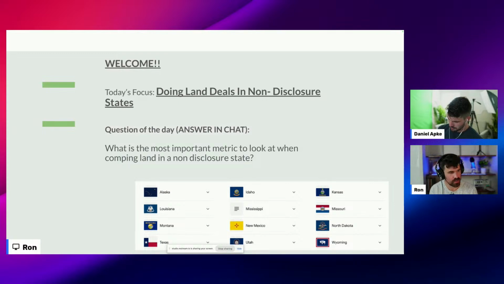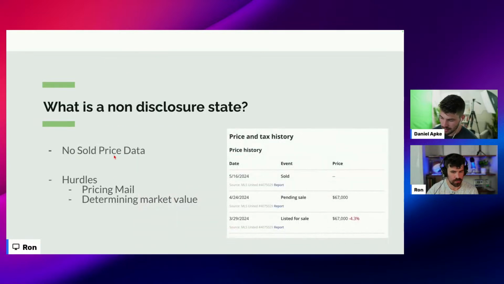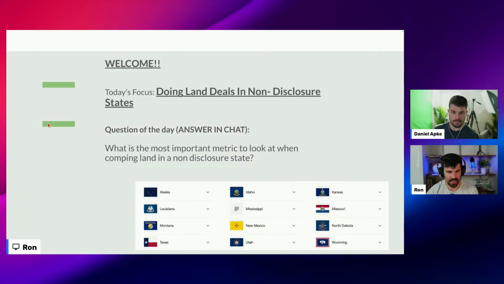And for anyone who doesn't know, you can see at the bottom of the screen there. Let me hide that. A non-disclosure state is just a state that doesn't record the sale price of a property. Yeah, exactly. So you're not going to actually see the sold price.